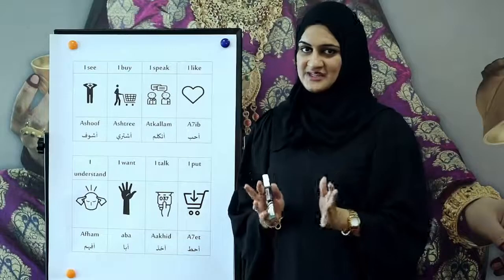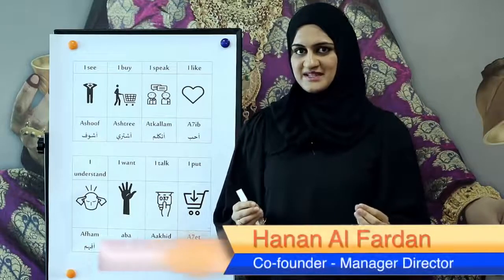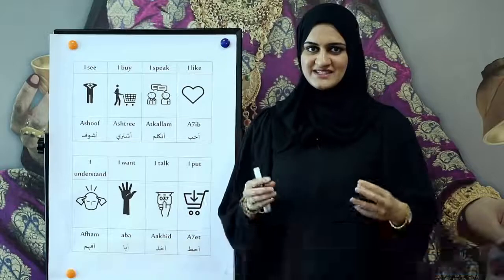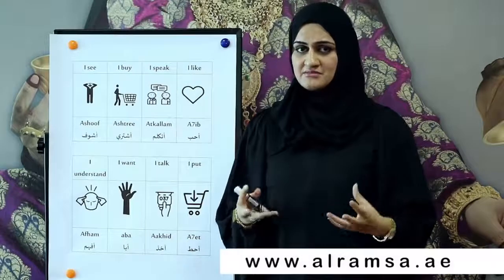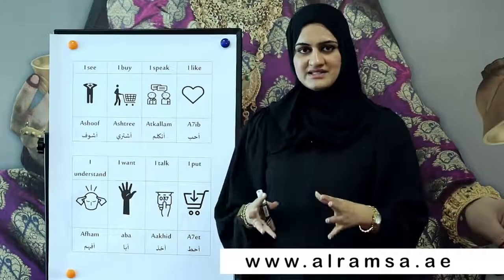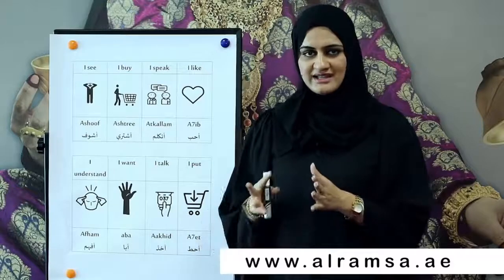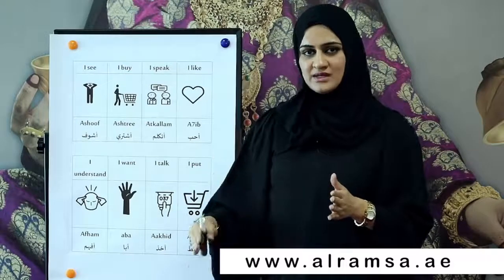الرمسة. Today I'm saying to you morning of الرمسة. And this is also the name of the institute, الرمسة Institute. So I'm sure you're wondering what الرمسة means. الرمسة means spoken Emirati. So if I want to say I speak Emirati, I would say أنا أرمس Emirati, as a verb, I speak.